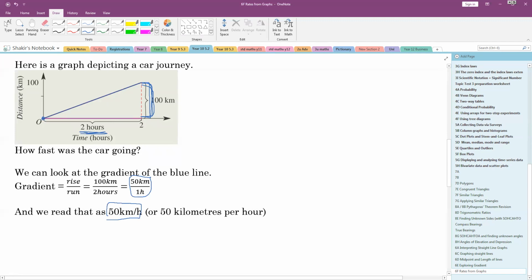Now, if you ever get some complicated word question, like, Zaria traveled to Brisbane, and Brisbane is a distance of 900 kilometers, and it took Zaria 5 hours. How fast was Zaria traveling? Remember, we measured kilometers per hour.